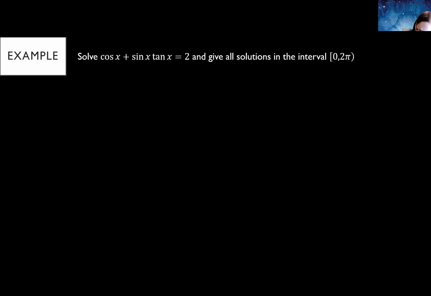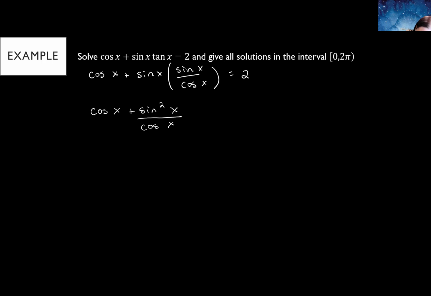So my first step is just to use the definition of tangent. I have cosine of x plus sine of x, and then I'm going to multiply that by sine of x over cosine x, because that's what tangent is equal to. And then I can simplify that. Sine of x times sine of x is sine squared x. So this is going to be cosine of x plus sine squared x over cosine x equals 2.